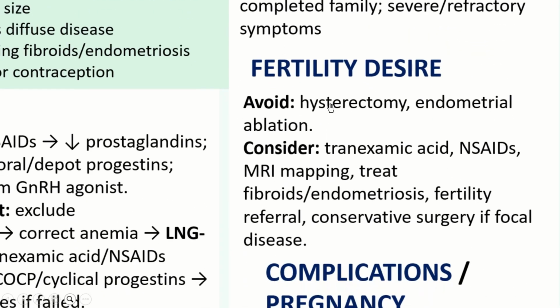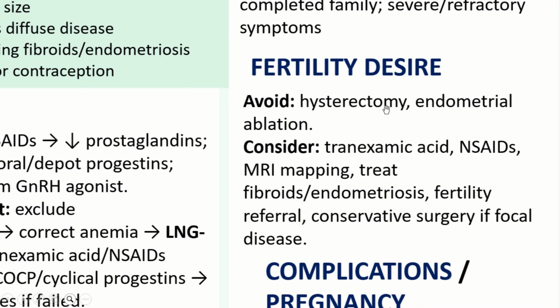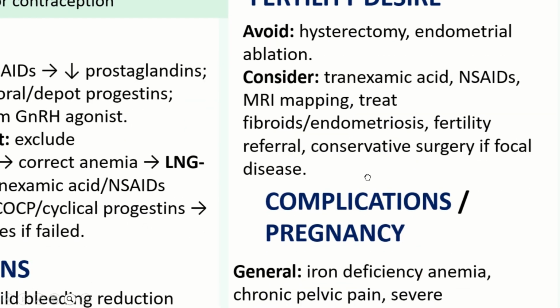So if they have fertility desires, you want to avoid hysterectomy, you want to avoid endometrial ablation, and you want to consider giving tranexamic acid, NSAIDs, and MRI mapping, and treat fibroids, endometriosis, and other fertility issues that could be associated with this. And then you can do conservative surgery if there is focal disease. And another thing you have to consider is if someone is trying to get pregnant, you don't want to put them on the oral contraceptive pills.